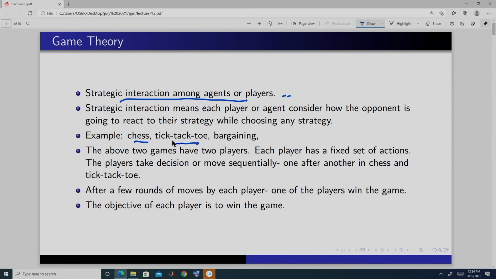So, in these two examples we have two players, and each of them has a set of actions that they can choose from. And further we have to define whether they are taking the decision simultaneously or moving sequentially, one at a time. In chess, they move one after another. In tic-tac-toe, they move one after another. And after a few runs we know who is the winner, and the objective here is to win the game.